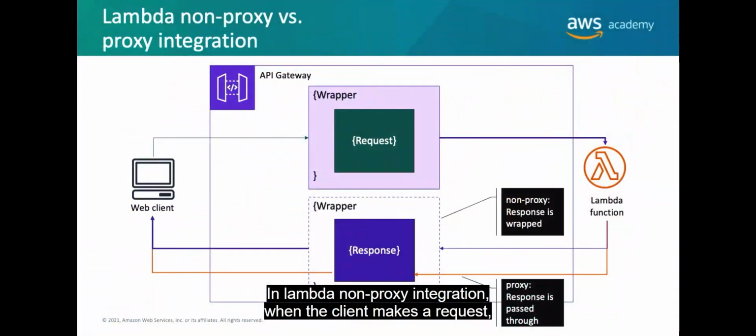In Lambda non-proxy integration, when the client makes a request, the API Gateway is able to transform it and then forward it to Lambda. Similarly, when the response data comes from the Lambda function to the API Gateway, it sets the header, status code, and other information. In Lambda proxy integration, when the client makes a request, the API Gateway forwards the request to Lambda without transforming. The Lambda function parses the request data itself and handles the response.